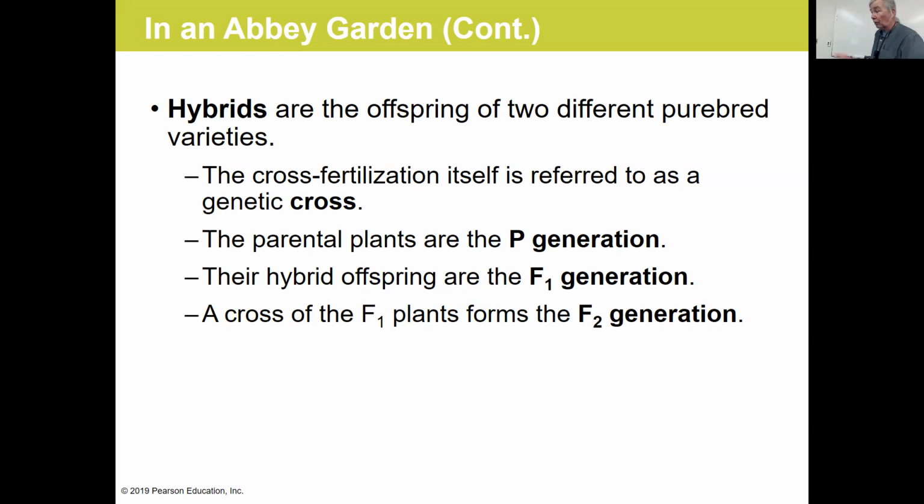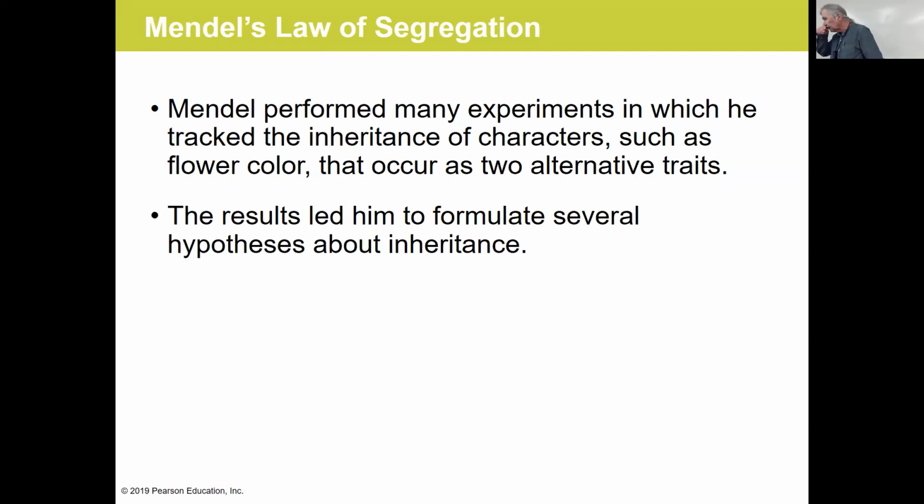Okay, the parental plants are the P generation. Their hybrid offspring are the F sub 1 generation. And then when you cross members of the F1 generation, you get the F2 generation. Okay, so Mendel performed many experiments in which he tracked the inheritance of characters such as flower color that occur as two alternative traits. So the results led him to formulate several hypotheses about inheritance.